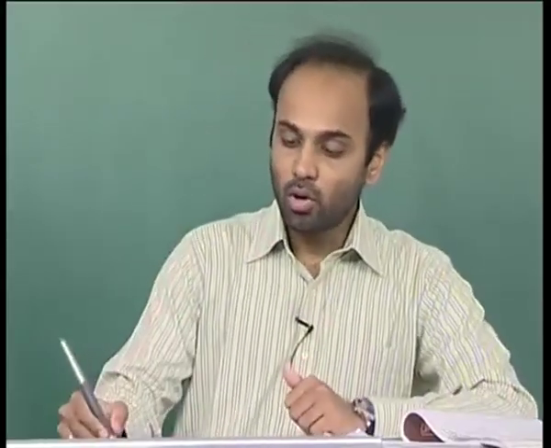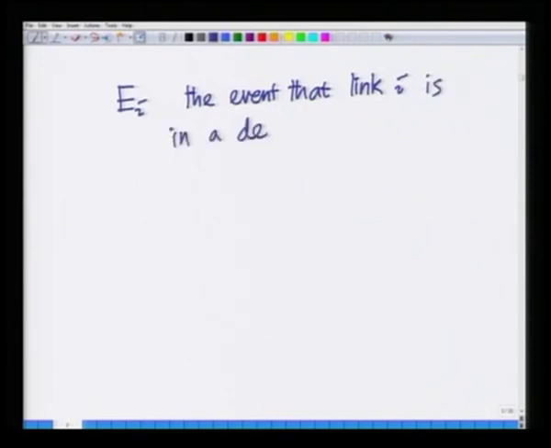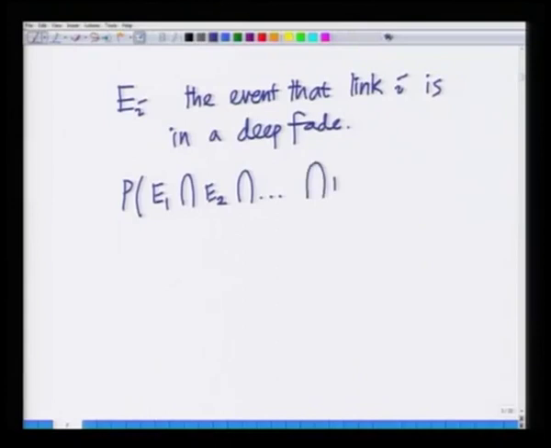Now, let me denote with E_i the event that link i is in a deep fade. So, E1 denotes the event that L1 is in a deep fade, E2 denotes the event that L2 is in a deep fade, so on and so forth until E_L denotes the event that link L is in a deep fade. So, now what we want to look at is probability of E1 intersection E2 intersection so on intersection E_L.